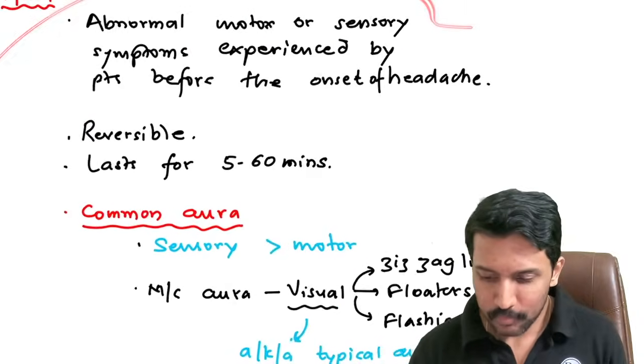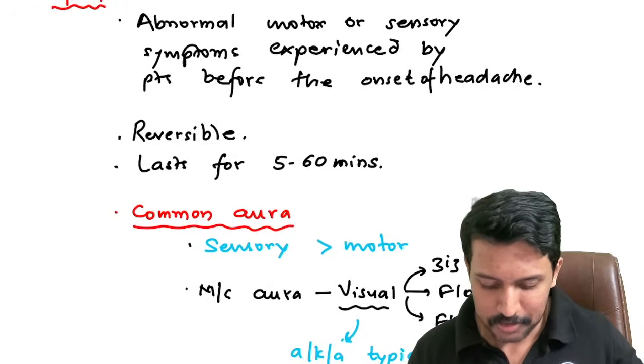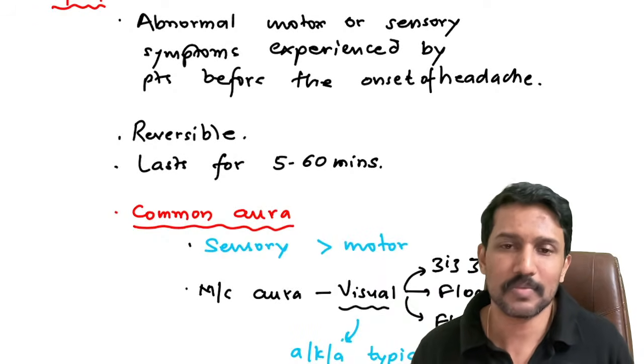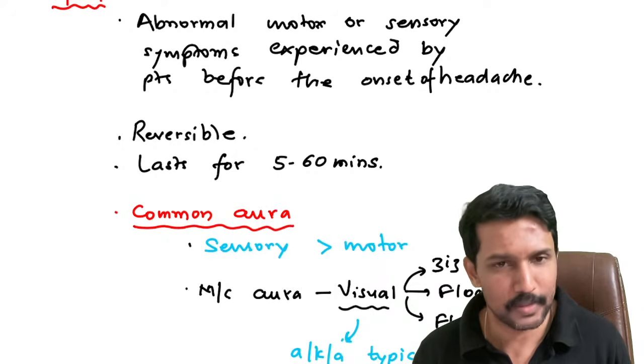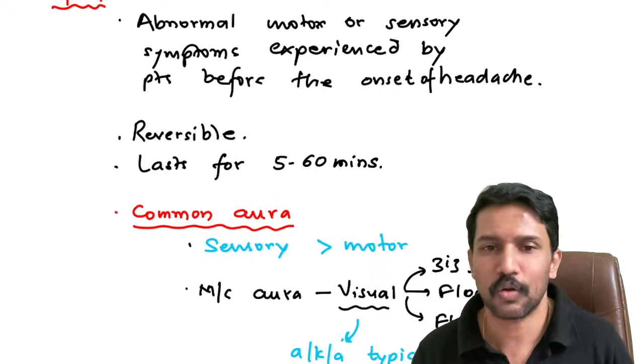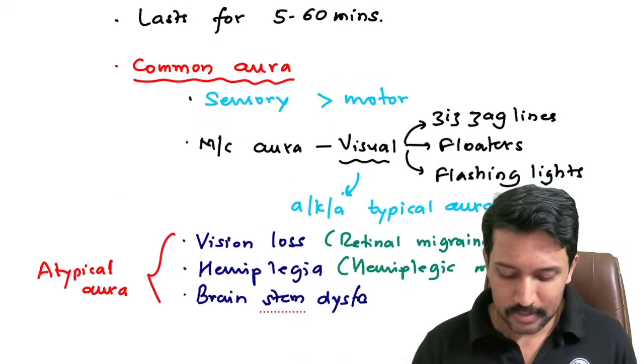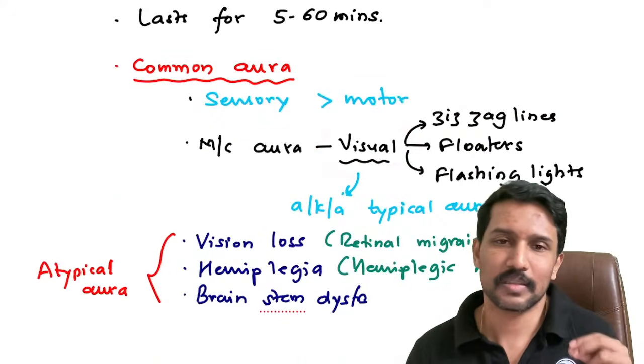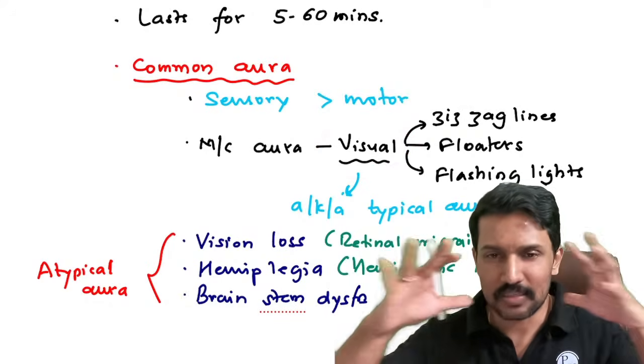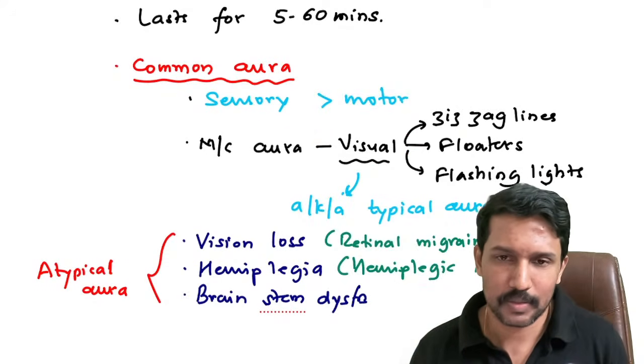What is aura? Abnormal motor or sensory perceptions that patients experience before the onset of symptoms. These are reversible symptoms. They last for 5 to 60 minutes. Commonly, sensory is more commonly seen than motor. Motor is mostly in the form of hemiplegia. Within the sensory, most commonly they experience visual disturbances like seeing zigzag lines, floaters, or flashing of lights.